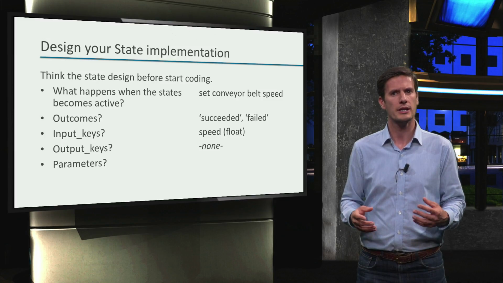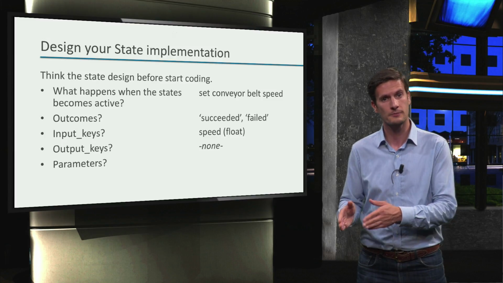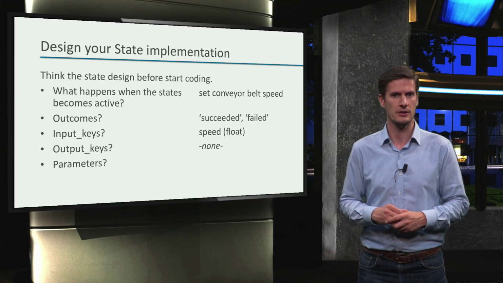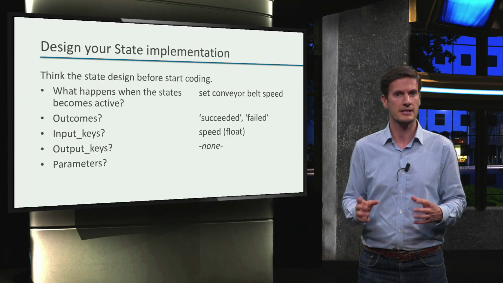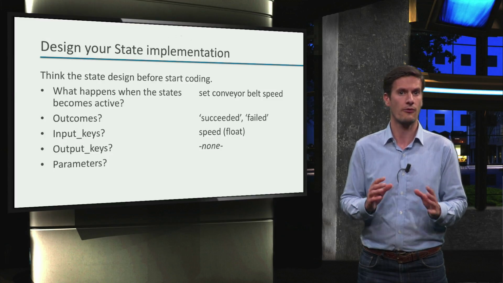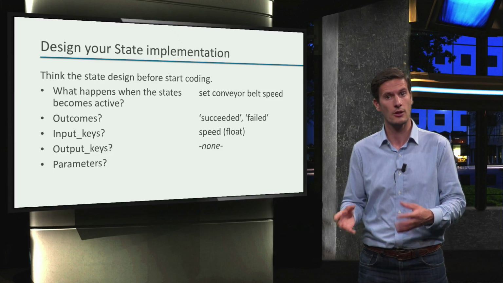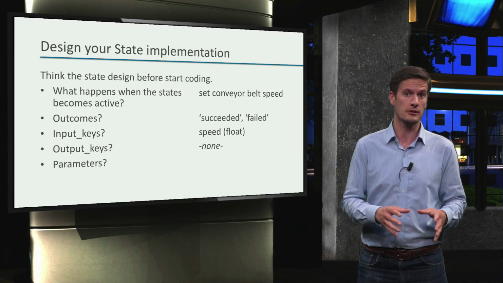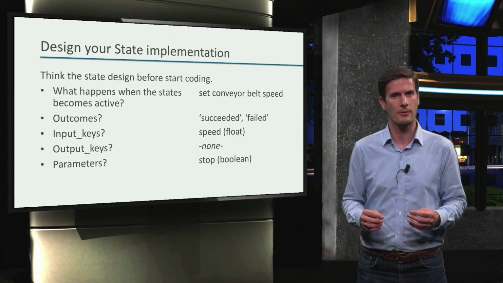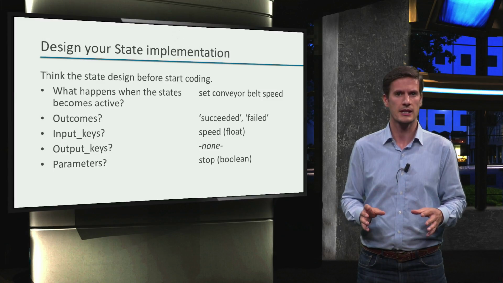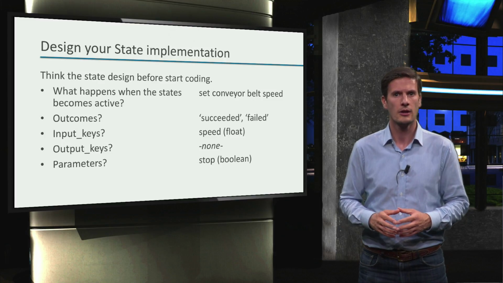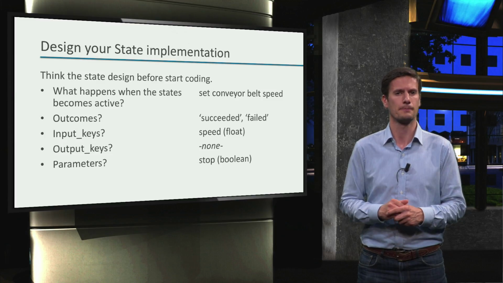Finally, do we need any parameters to configure this state for our specific applications? What if we want to stop the conveyor belt instead of setting a certain speed for it? We know that we can do that by setting the speed to 0. But probably it's more clear if there is an explicit parameter to define whether the state is used to set a certain speed for the conveyor belt or it stops it by setting the speed to 0. So we can define a Boolean parameter stop that could be set to true for the state activation to stop the conveyor belt, or false for the case of setting it to a particular speed.